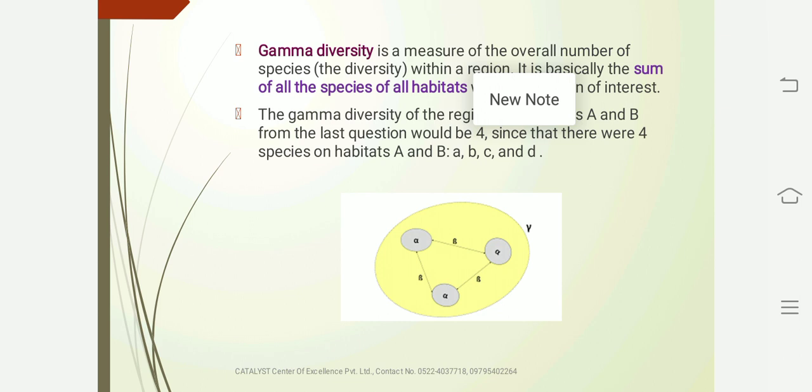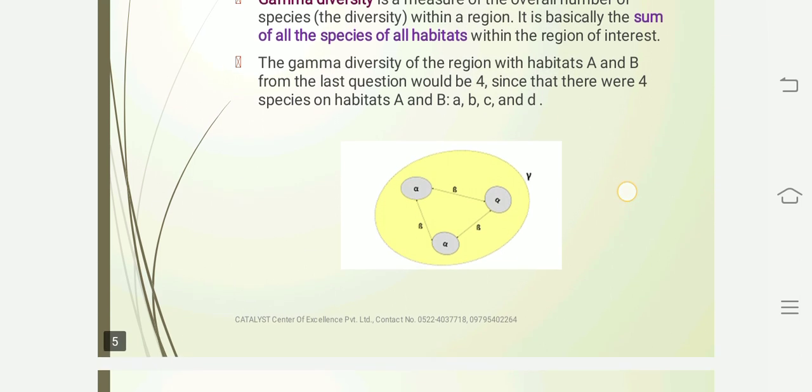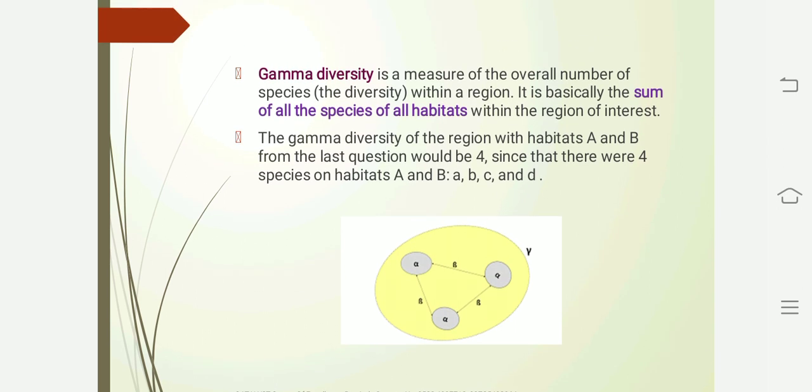It is basically the sum of all the species of all the habitats within the region of interest. See, this is the most important line. It is the sum of all the species of all the habitats.